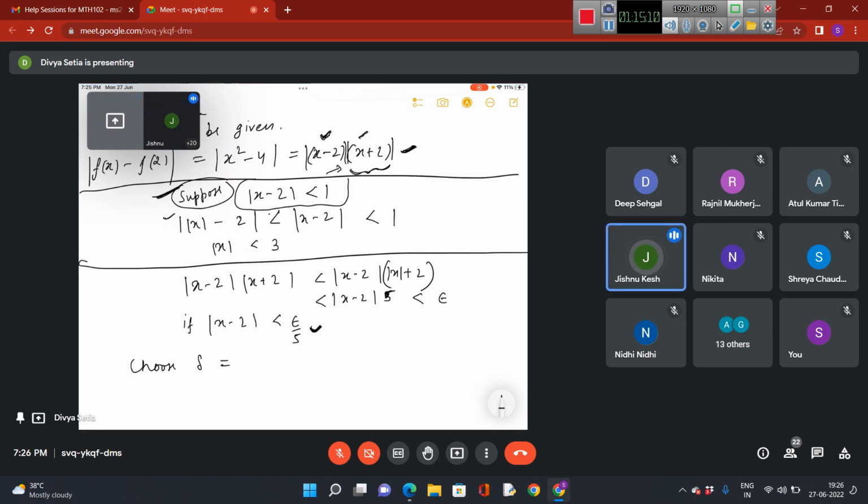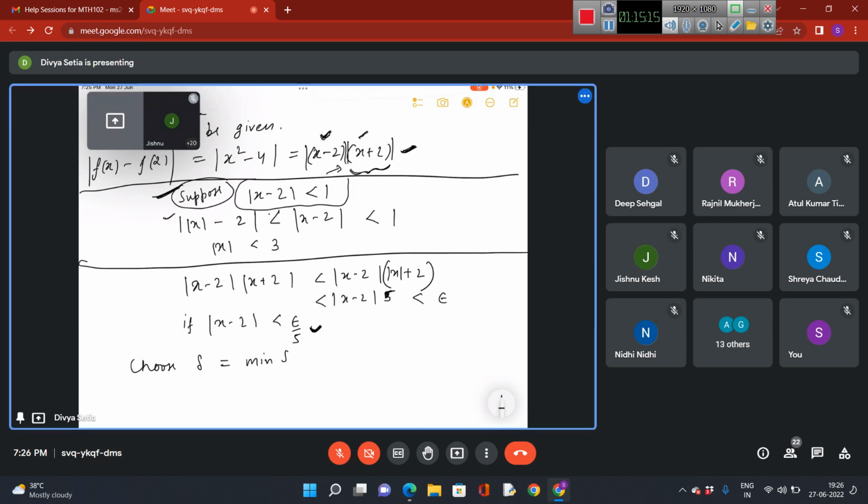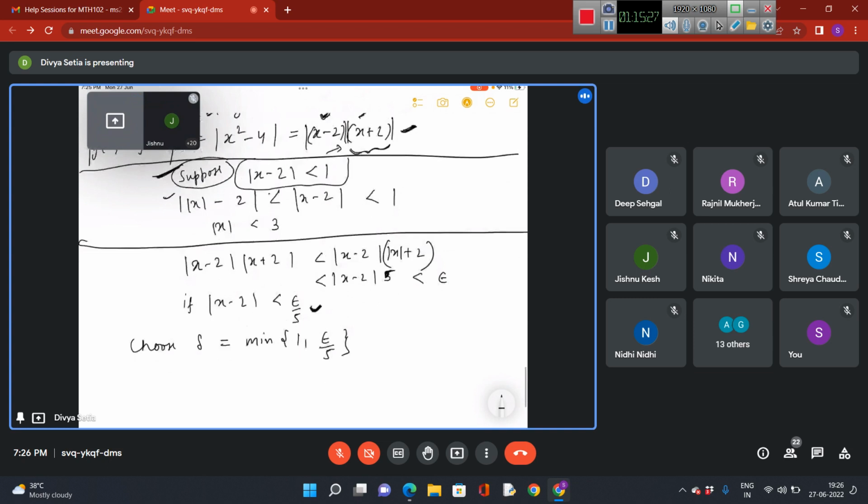So we can choose delta as 1. So minimum of this thing. So suppose epsilon by 5 is less than 1. Then what? So minimum of 1 and epsilon by 5. Fine. Why is it so? So suppose the minimum is 1. Minimum of 1 and epsilon by 5 is 1. That means |x minus 2| is less than 1, right? This will imply your result: |f of x minus f of x naught| is less than epsilon.